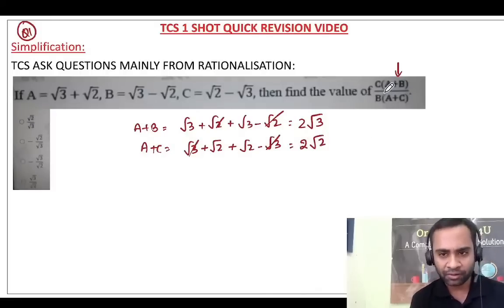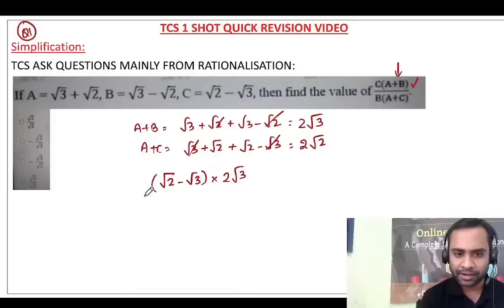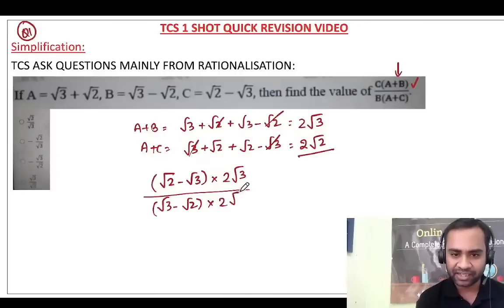Fine. Okay. Now they're asking C into A plus B. So C is root 2 minus root 3 into A plus B. Sir, A plus B is 2 root 3 divided by B. B is what? Sir, root 3 minus root 2, and then into, sir, A plus C. A plus C is 2 root 2.